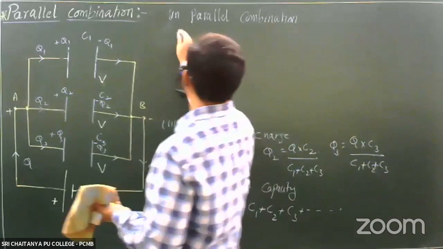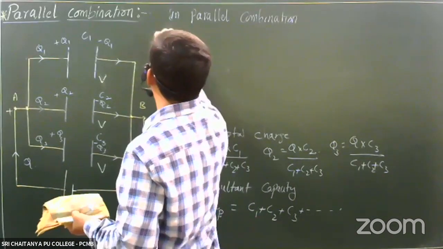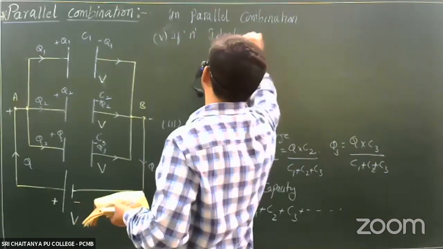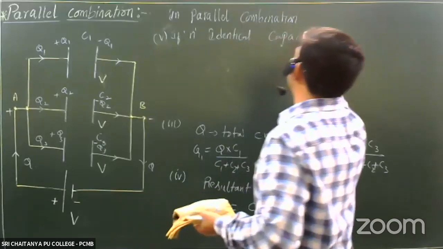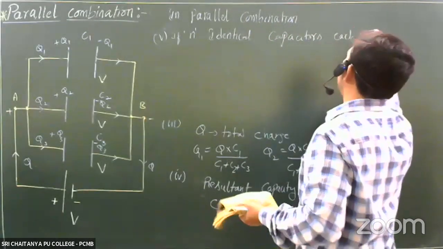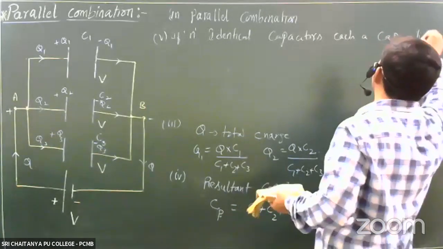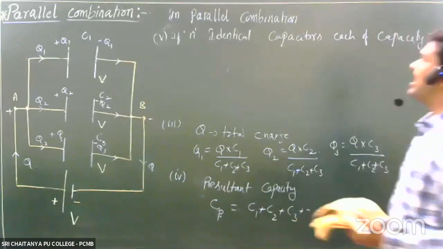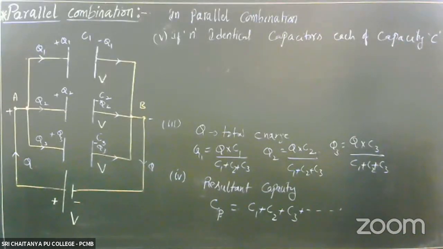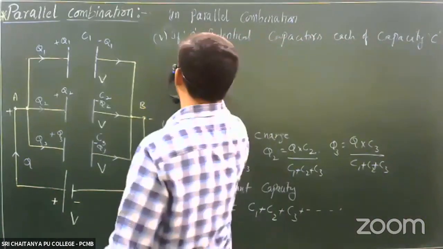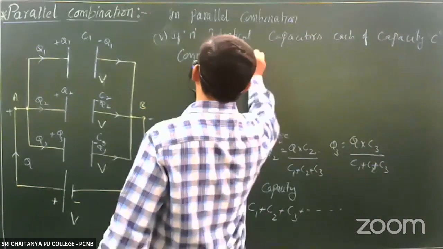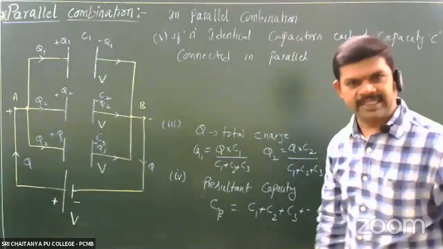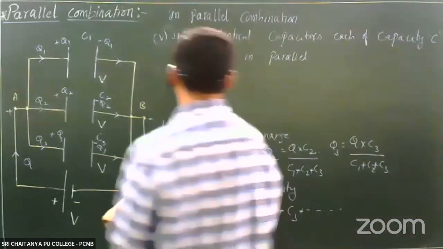If N identical capacitors, each of capacity C, are connected in parallel, what is the resultant? What is the meaning?